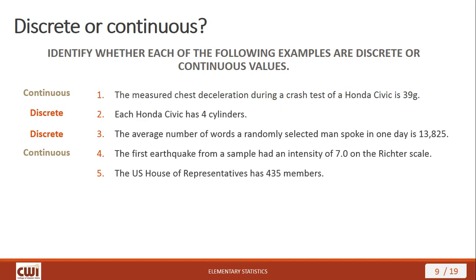Here's the next example. The U.S. House of Representatives has 435 members. Discrete or continuous? I'll give you a few seconds.